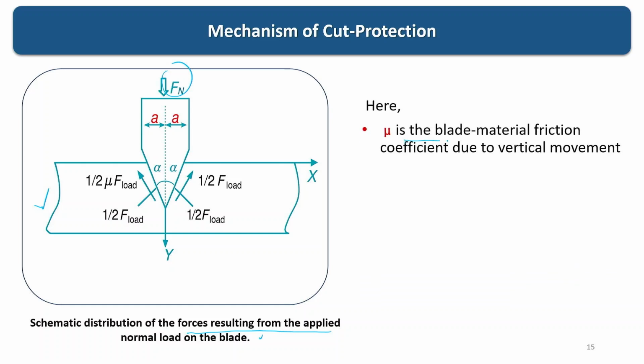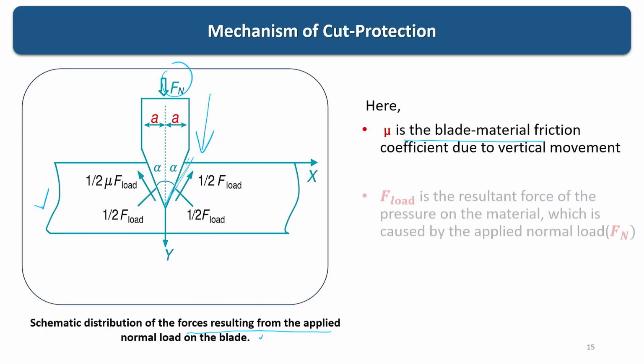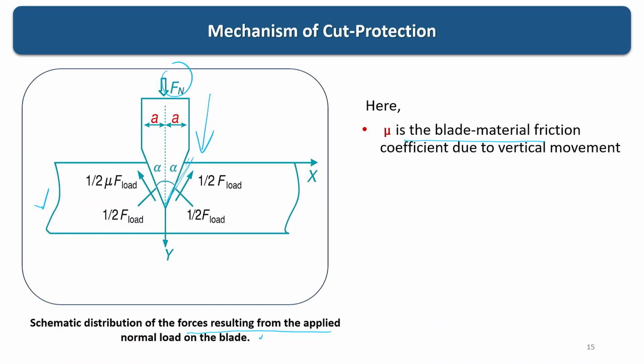and mu is the blade to metal friction. At this point, when it is entering, penetrating inside, there will be friction between blade and material due to vertical movement. So, there is a vertical movement. Higher the friction, lower will be the penetration, because the energy will be absorbed by the friction of the material.